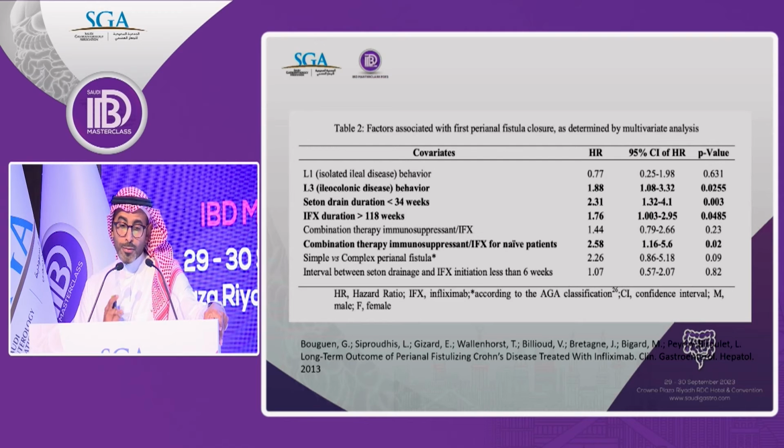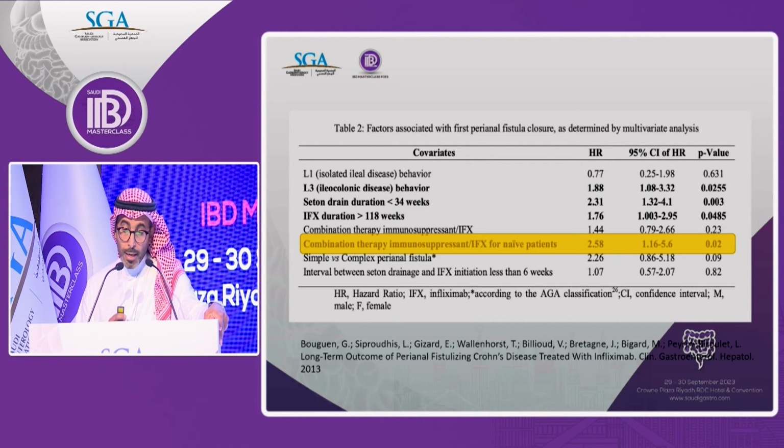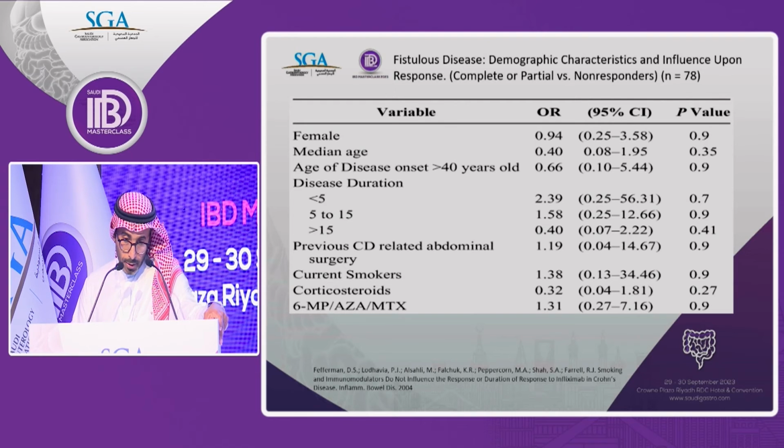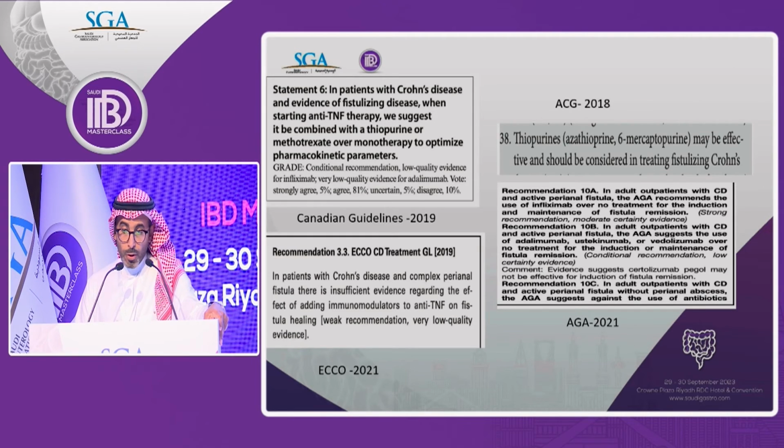This is from a retrospective evaluation, looking for the factors associated with fistula closure. For patients naive to immunosuppressives, the combination of immunosuppressive plus infliximab was one of the key factors associated with the response or closure of the fistula. Another one was negative: using azathioprine or mercaptopurine did not show any benefit for complete or partial response.